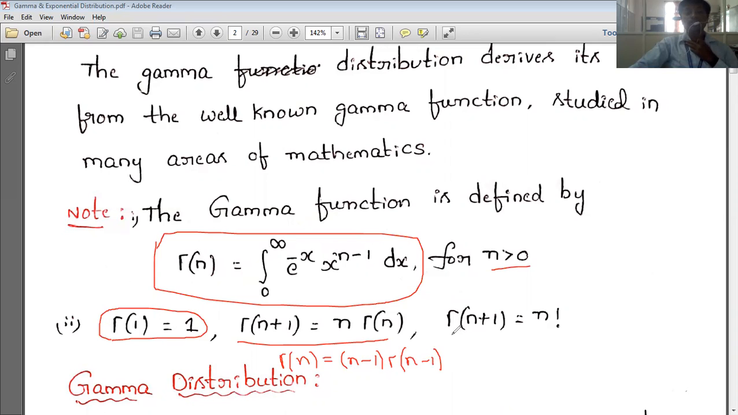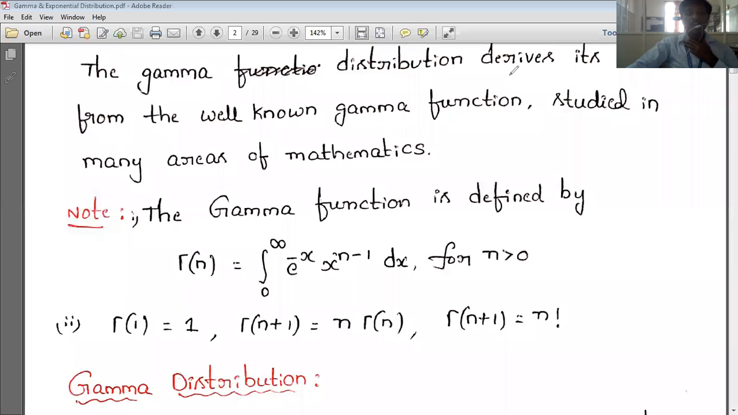And next, one more thing: gamma n plus 1 is equal to n factorial. Okay, so gamma n plus 1 is equal to n factorial. And the gamma function is defined only for positive values. Okay, so this is not applicable for negative values. So these are the important ones for entering into the gamma distribution.